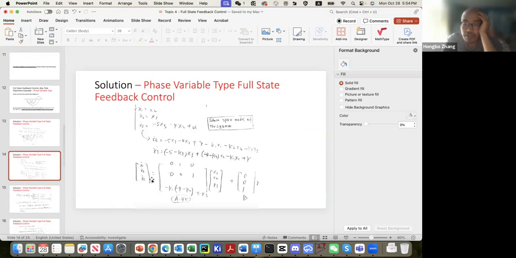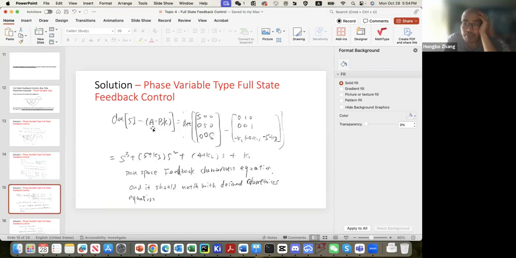Then you know the stuff here. You know this one here. You can calculate determinant A. This one is already called A minus Bk, the entire matrix called A minus Bk. Then you calculate determinant sI minus (A minus Bk). Just this s, and I is the identity matrix. sI is s 0 0, 0 s 0, 0 0 s.